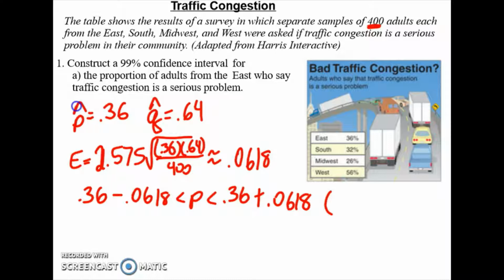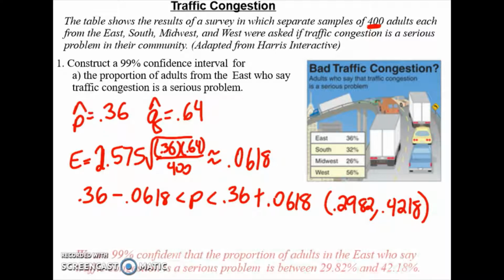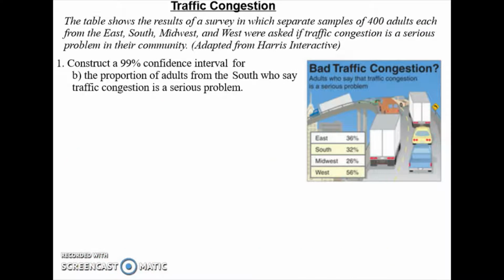which gives me values of 2,982 10,000ths and 4,218 10,000ths. Or if I want to use that in percentages, I'd say we are 99% confident the proportion of adults in the East who say traffic congestion is a serious problem is between 29 and 82/100% and 42 and 18/100%. Now we're going to do a very similar thing to figure out for the South.